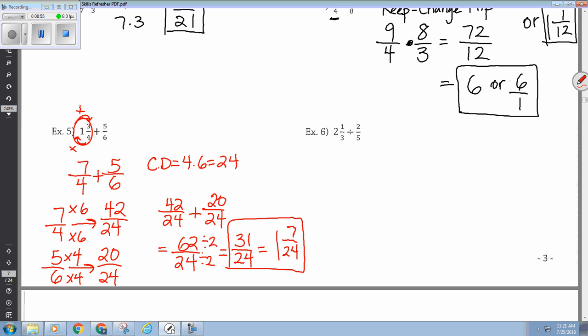Finally, with number 6, you have 2 1/3 divided by 2/5. Again, take 2 1/3, change it over to an improper fraction. So 3 times 2 is 6, plus 1 is 7. So that's 7 over 3 divided by 2/5. Since it's a division problem, we have to use keep, change, flip. Remember, we keep the first fraction, change division to multiplication, and we flip the second fraction.